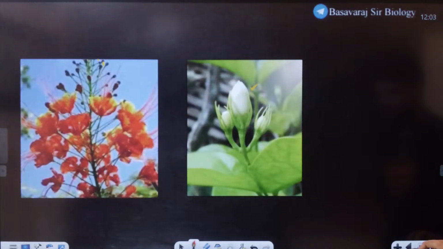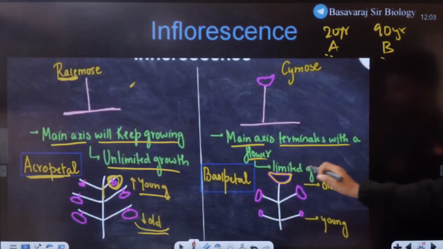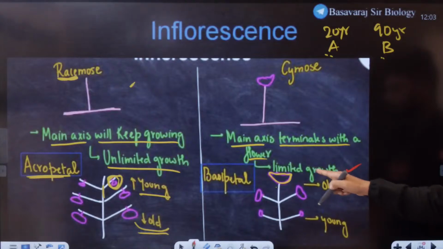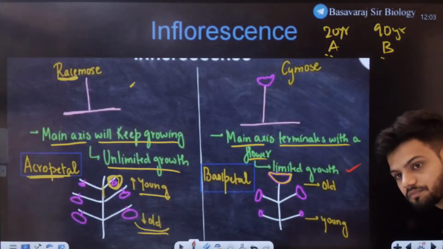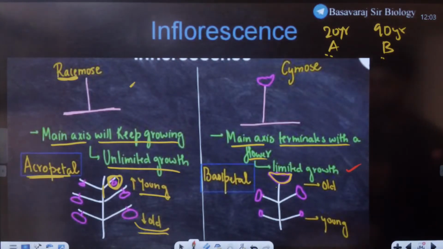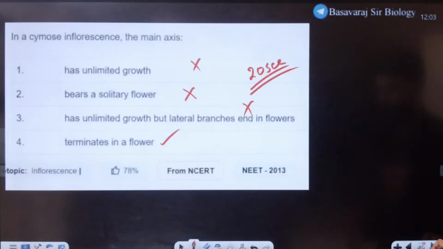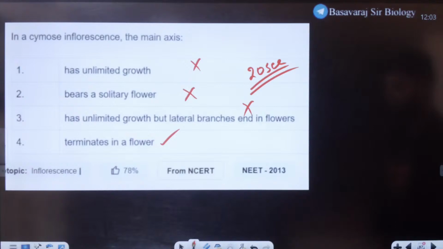Can you see here? Cymose terminating with the flower, limited growth, basipetal. Basipetal, limited growth. That is cymose inflorescence. Terminated flower, main axis is terminating.